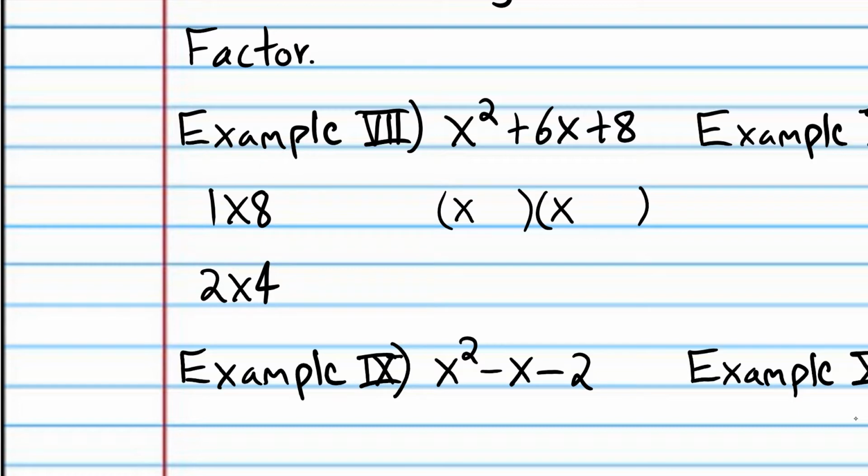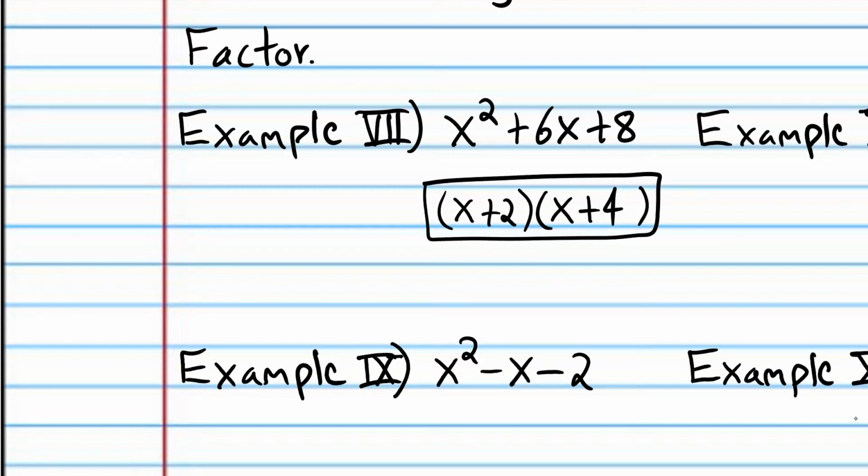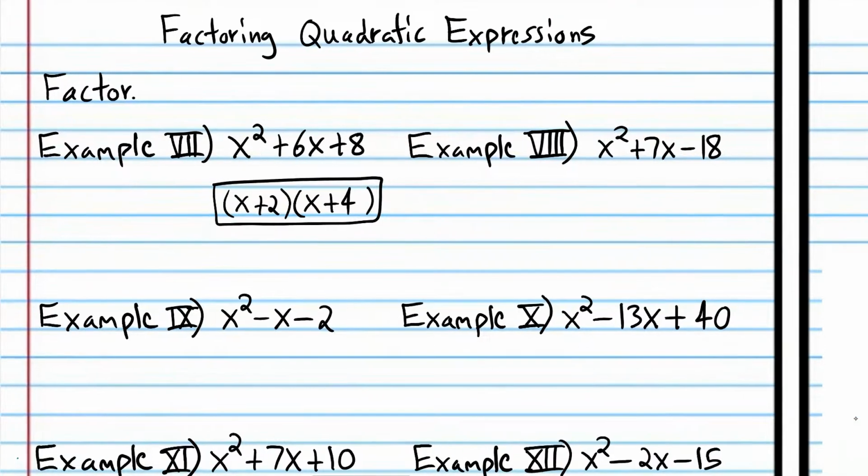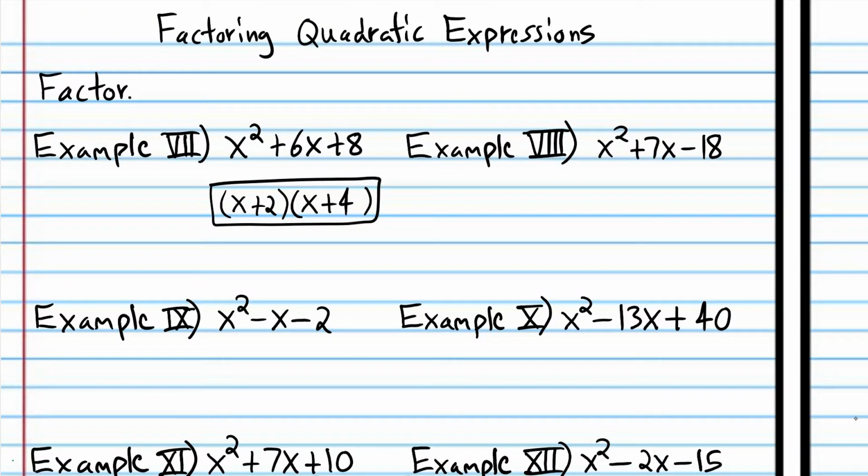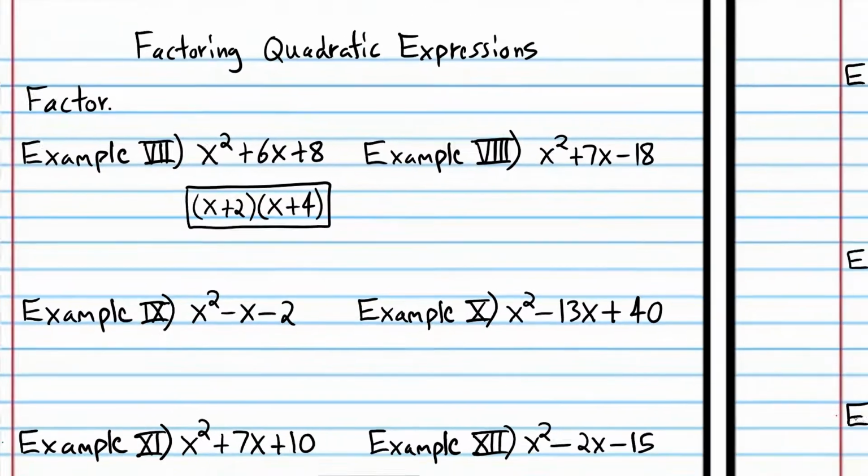But the numbers also have to add up to 6. So is 1 plus 8 equal to 6? No, 1 plus 8 is 9, so that method is not correct. We can get rid of that. But 2 plus 4, is that equal to 6? And it is. So that is the correct factorization. We have to put x plus 2 and x plus 4, and that is it. That is the answer. That is the correct factorization. So there's really not much to these problems. If you remember my beginning algebra course, we did this hundreds of times.